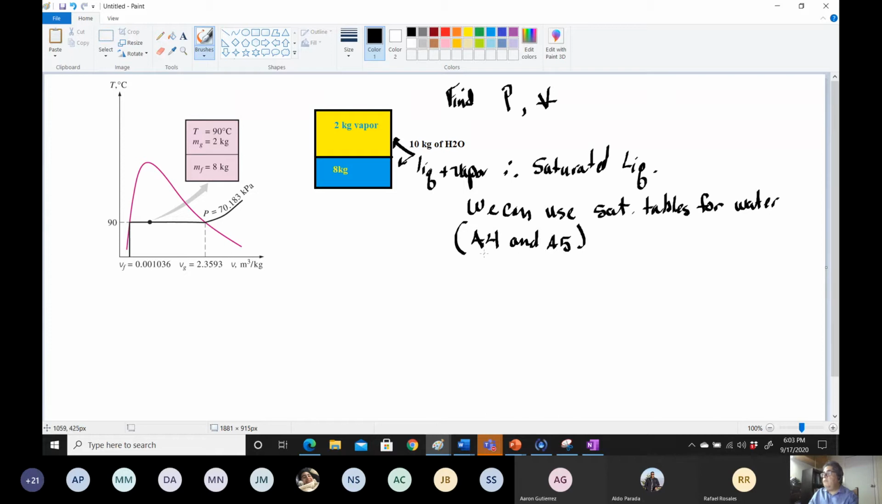A4 is when you're given temperature, which is what we're given: 90 degrees C. A5 is when you're given a pressure. We're trying to find a pressure, so we won't use A5. Let's go ahead and determine the pressure first. Let's look at our tables.